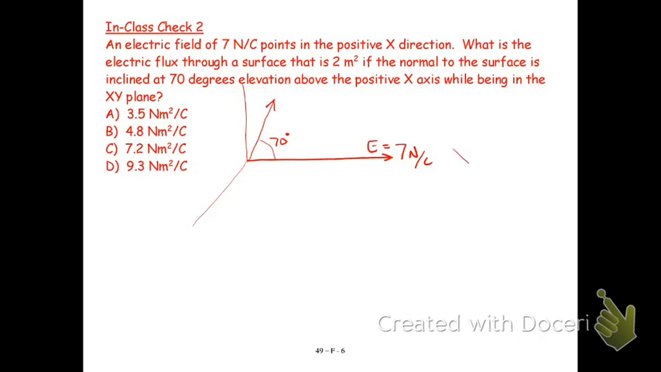There's the x plane and there's the y plane. So that's what it's saying. It's saying, don't worry about the z. This is my A, and this is 2 meters squared. So this is 7 newtons per coulomb in the x direction. This is a 70 degrees angle of elevation above the positive x-axis while being in the xy plane, because you could have this at some other angle processing around that pole.